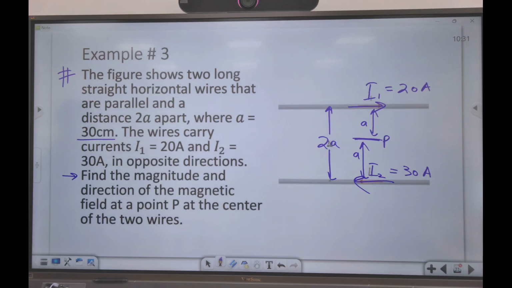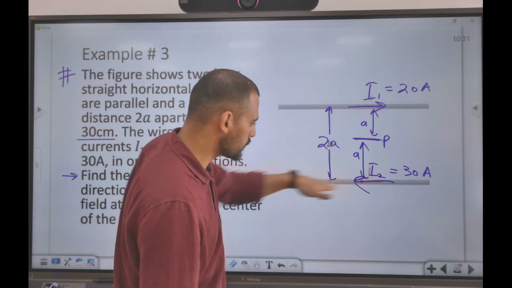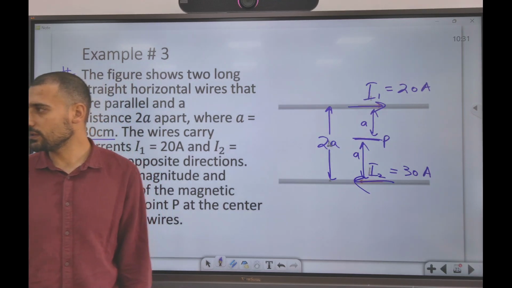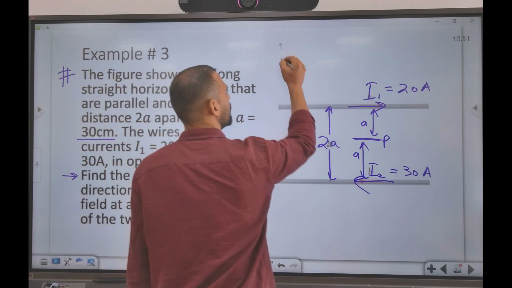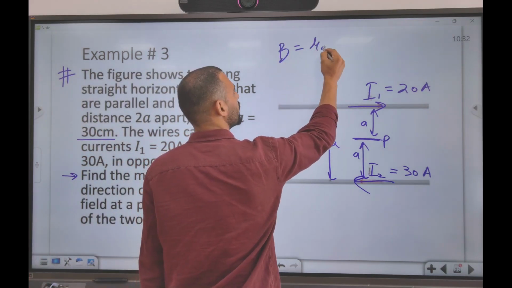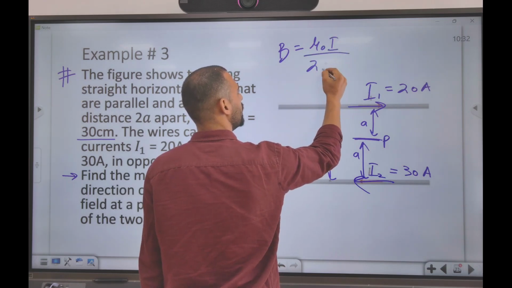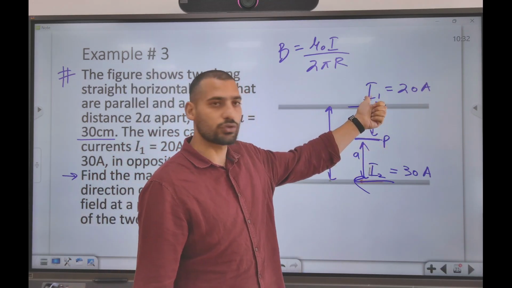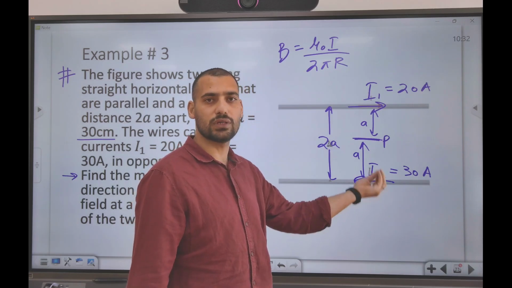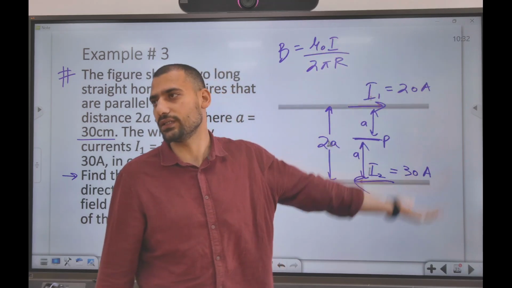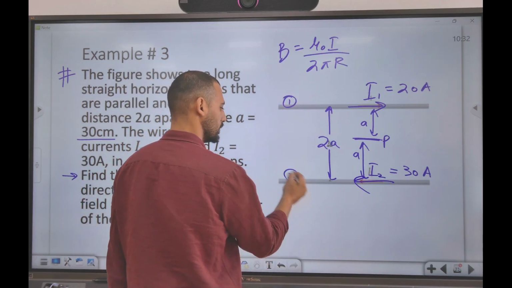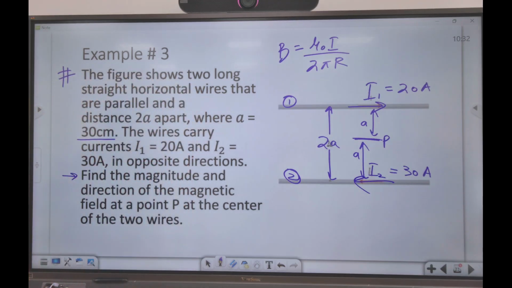Tell me. This is an infinite conductor. This is also an infinite conductor. How do you find it? We know the expression. What is the expression for the infinite conductor? Mu naught I upon 2 pi r, right? So we have to find the direction and the magnitude due to the first. We have to find the magnitude and the direction due to the second. Then we can find the total. And you can give me the direction as well. Come on, do this question.